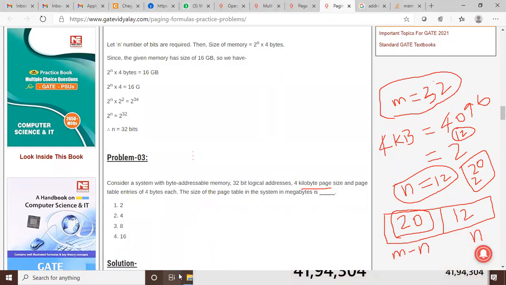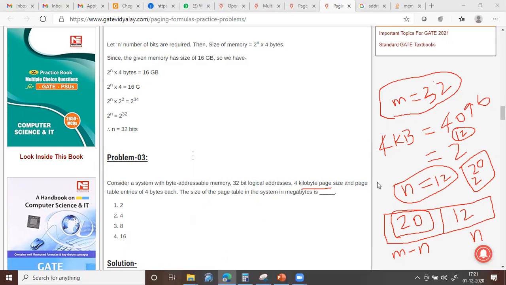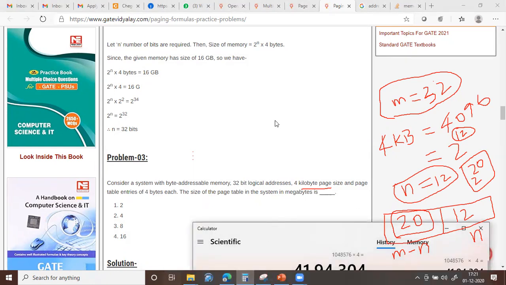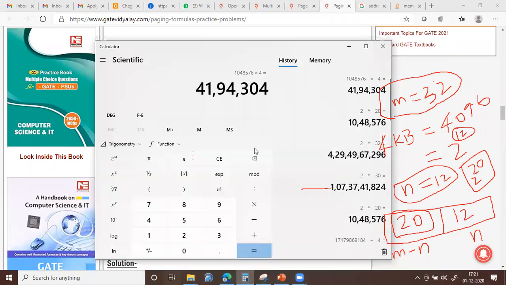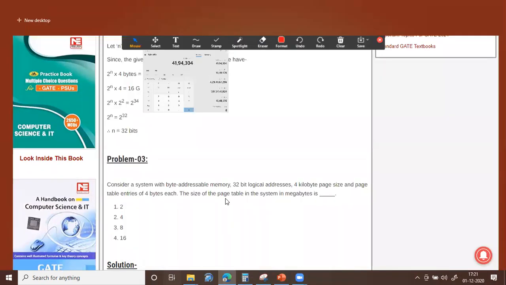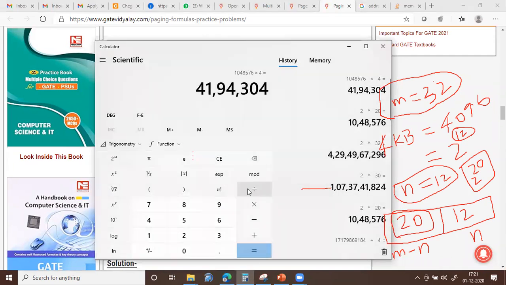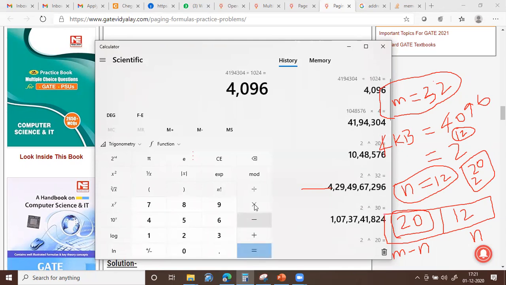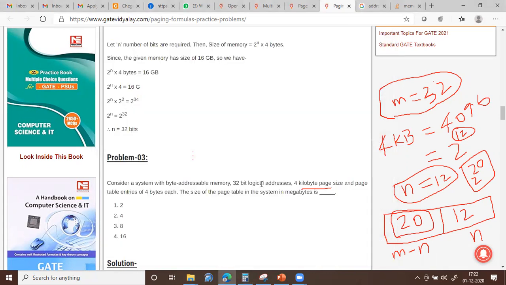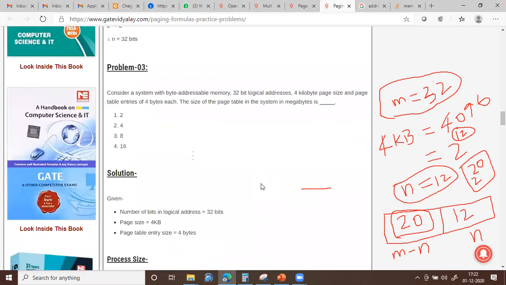So how can we convert this to megabytes? This is bytes. To convert it to kilobytes, divide by 1024. So this many kilobytes. Again divide by 1024. So that many megabytes, which is equal to 4. So the answer is 4 megabytes. So the size of the page table will be 4 megabytes.